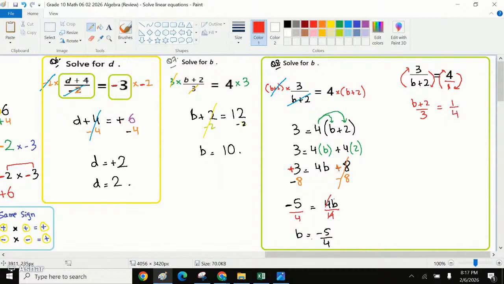Okay, just an alternate. Can we take 3 to the other side? We multiply both sides by 3, so we can cancel this out. And this becomes b plus 2 equals 3 upon 4. This was a positive 2, so we subtract 2 on either side. So b equals 3 upon 4 minus 2.